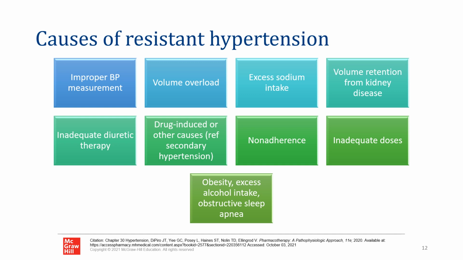Volume retention from kidney diseases is similar to volume overload. Sometimes inadequate diuretic therapy, which is also interrelated with volume overload, can be the cause of resistant hypertension. I recall what we talked about for secondary hypertension in the earlier sessions, and drug-induced causes could also be one of the reasons. People with obesity, excessive alcohol intake, and obstructive sleep apnea. Remember your lifestyle modifications and how obesity and alcohol can contribute to high blood pressure. And OSA is one of the listed secondary causes of hypertension as well. With that, I'll see you in session 6.2.